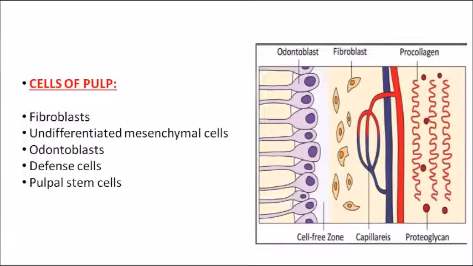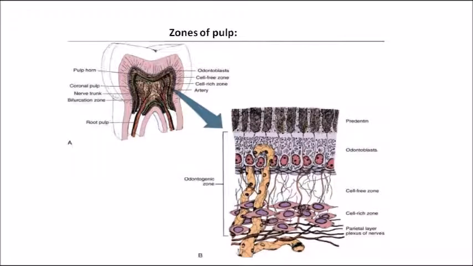When we look at the zones of the pulp, there are mainly 4 zones. One is the odontoblastic zone, which is at the periphery, in contact with the dentin. The second zone is the cell free zone, that is the zone of Weil, which is beneath the odontoblasts. The third zone is the cell rich zone, and the fourth zone is the pulp core, the inner core of the pulp. The cell free zone is a special characteristic feature: it has only fibers and no cells, which is why it is called cell free. The cell rich zone has many cells.